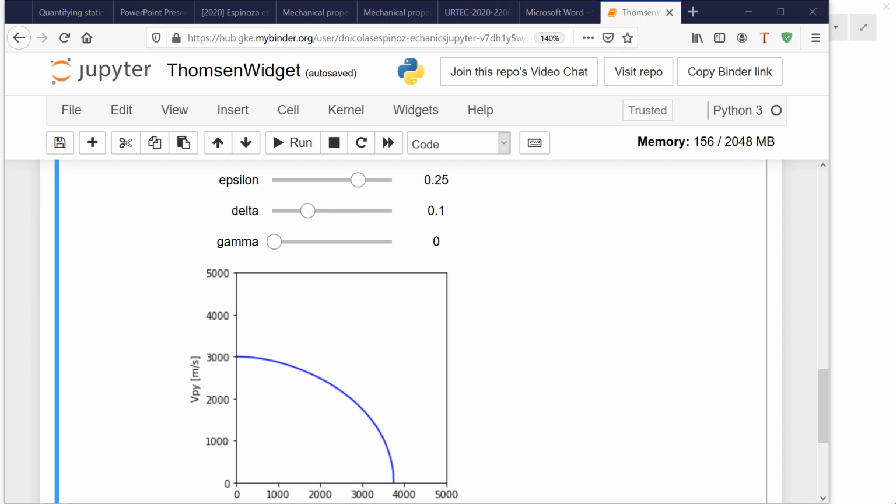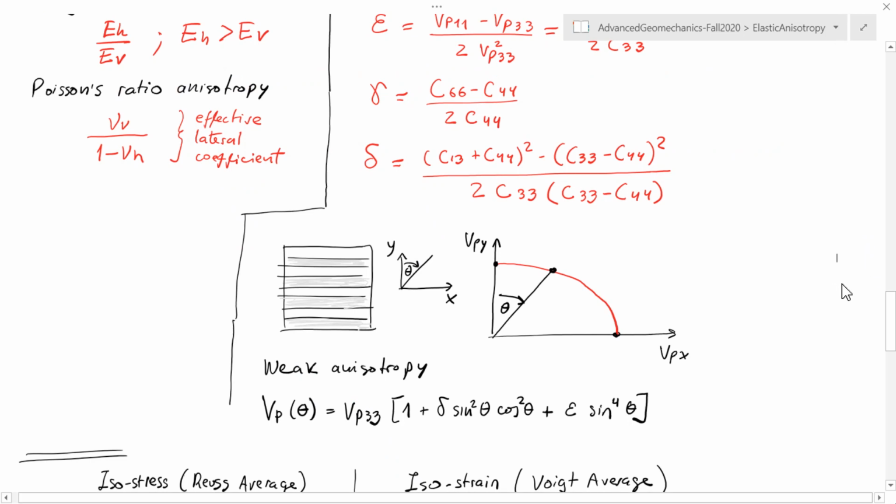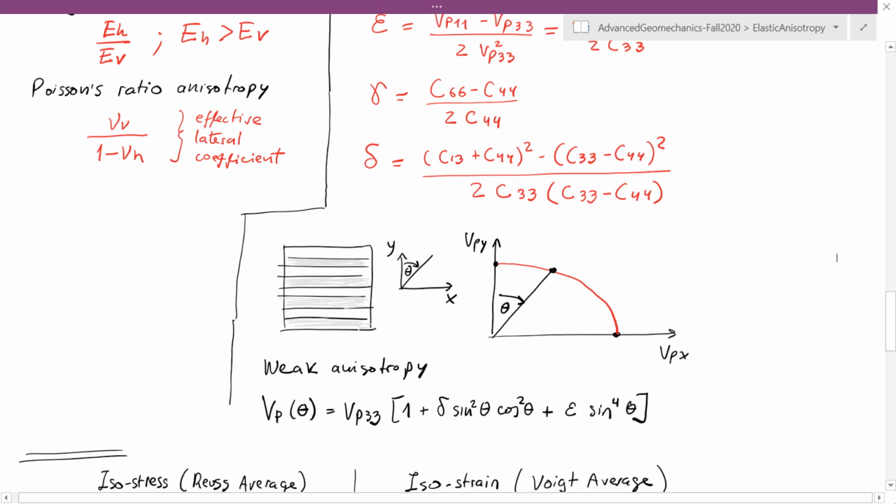All right, so I believe this is everything for this lecture. I'd like to remind you that in other videos, when we get to incorporate pore elasticity, we'll come back to this anisotropic model in order to build an anisotropic one-dimensional mechanical earth model.